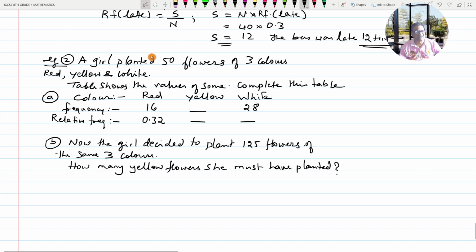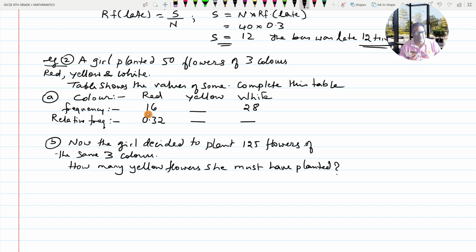Question number 2 says that a girl planted some 50 flowers of 3 different colors, and the colors were red, yellow, and white. The table shows the values of some. Some values are shown in this table, and you have to complete the table. So whichever values there's a blank, that you have to fill up, right? So this is the table shown over here. The colors are red, yellow, and white.